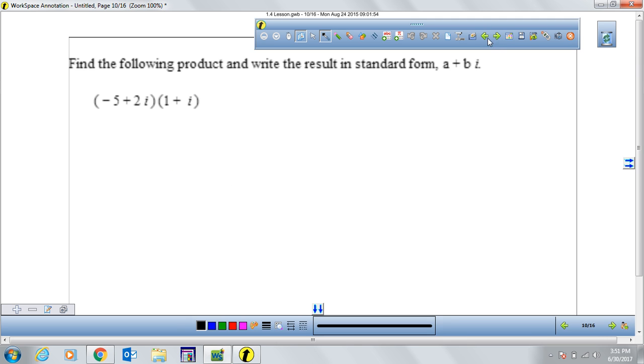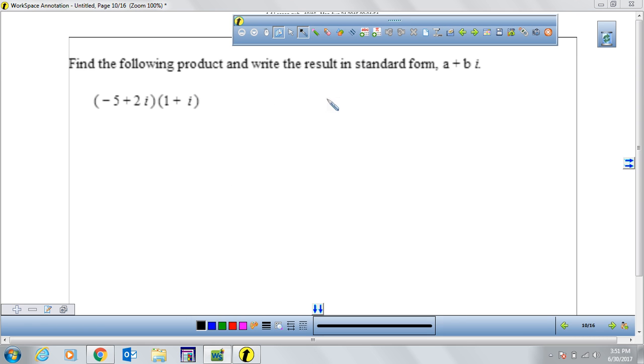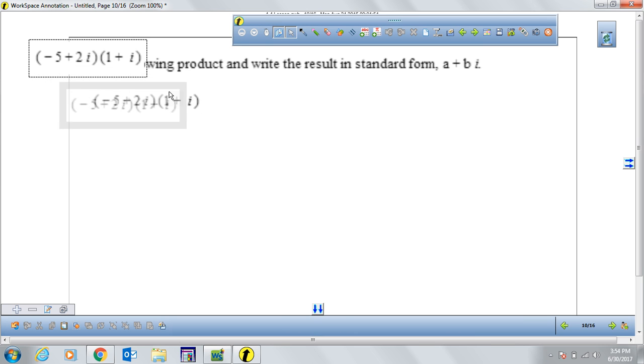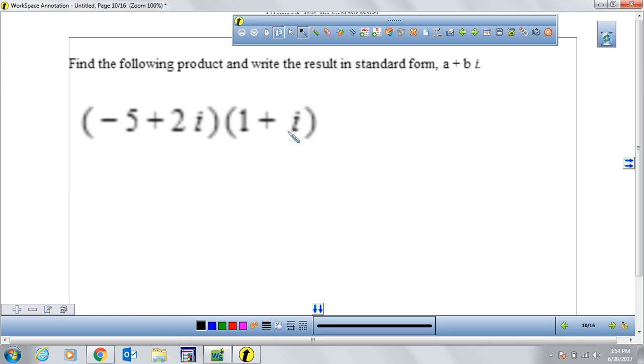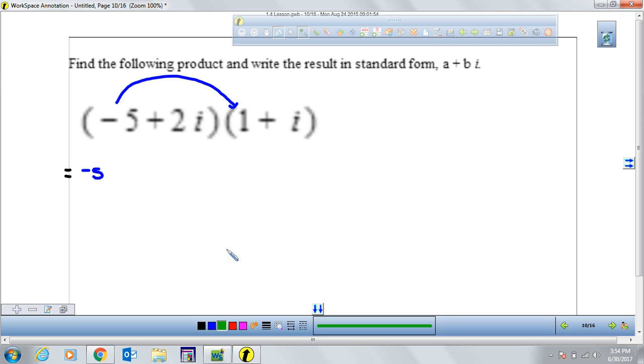Next multiplication we are going to do is this. Find the following product and write the result in the standard form a plus bi. So we are going to do the exact same thing in this problem. We're going to distribute these two complex numbers, and we're going to get negative 5 times 1, it's going to be negative 5. Then negative 5 times i is going to be negative 5i. Then 2i times 1, it's going to be plus 2i. And last is 2i times i, it's going to be positive 2i to the second power.